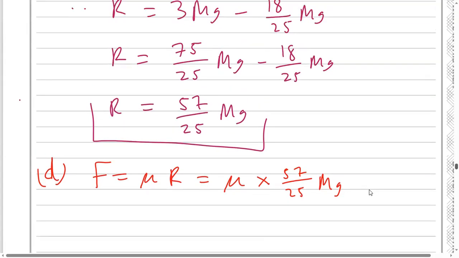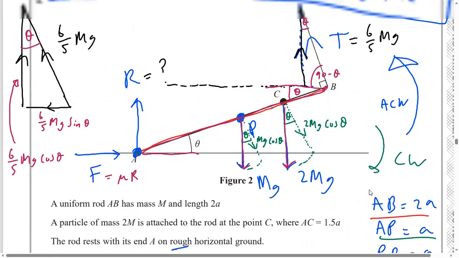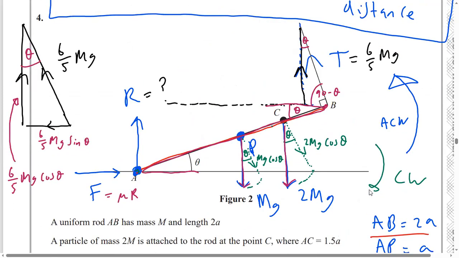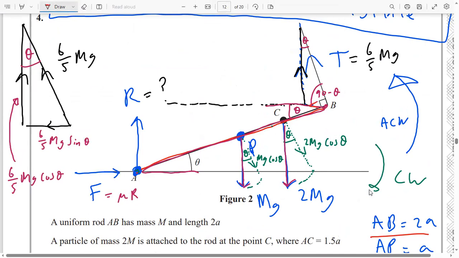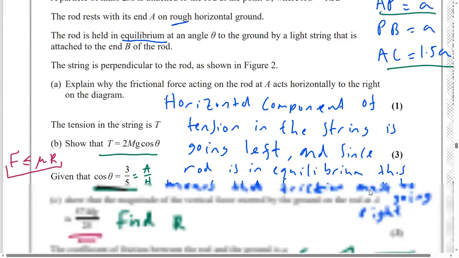Now then, is there a way that we can actually find a value for this friction? And yes, there is. So remember that the rod is in equilibrium, so the rod AB is in equilibrium. That means that the component of tension here must be equal to the friction, so it's in limiting equilibrium. So this friction going to the right must equal this component of tension going to the left, because these are the horizontal forces. So we're going back to part A of the question, really.